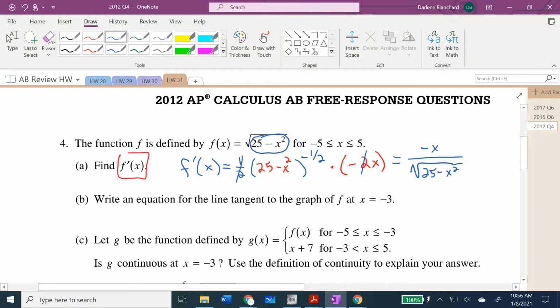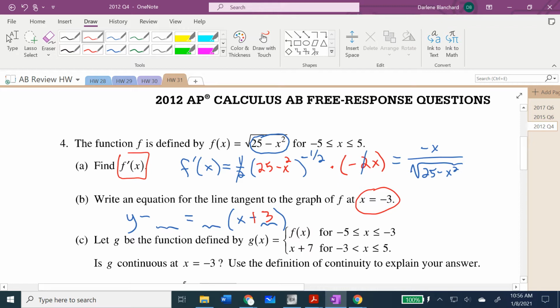Okay. Part B, equation of tangent line. So setting up equation of tangent line, I know that it's going to be y minus a y coordinate equals slope times x minus an x coordinate, and I have 3 blanks to fill in. The x coordinate is -3.